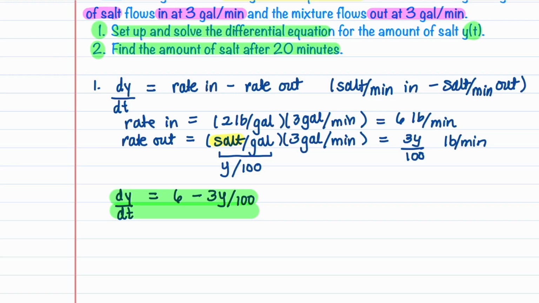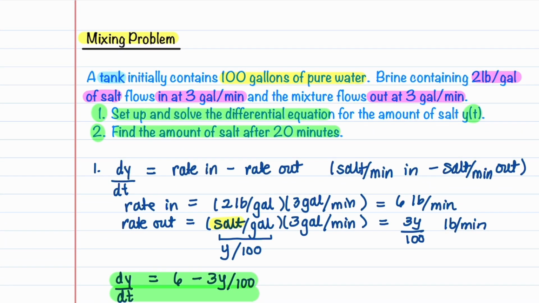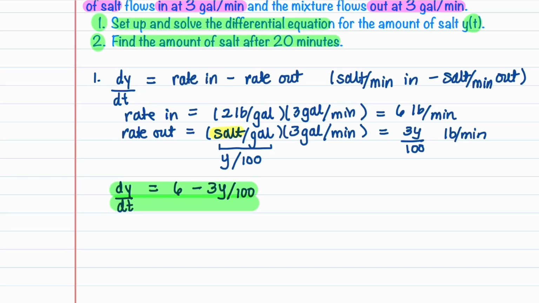We are told, let's look back up here, that initially the tank contains pure water. That means the amount of salt initially is 0. So we can say down here that y, which is the salt, at time 0 is equal to 0. And there's our initial condition. Now we are all set to go ahead and solve this differential equation.